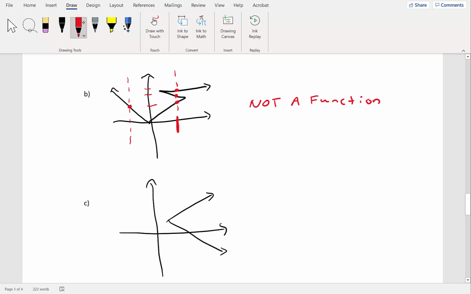So take a look at this next one. Okay, so if I just go ahead and draw my vertical line through the middle, it intersects it twice, which means not a function.